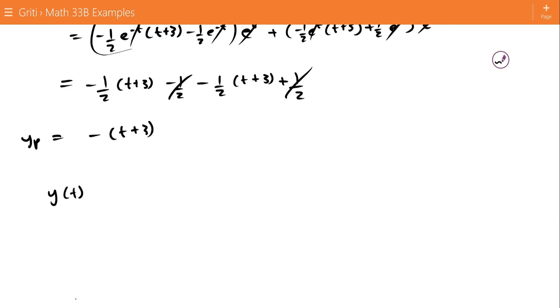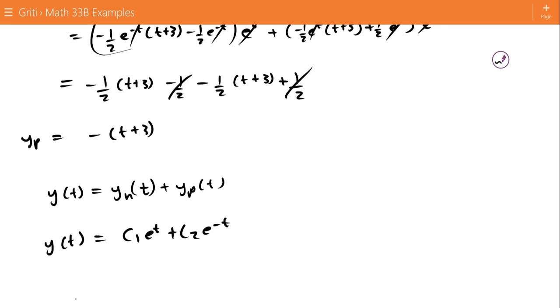So our y of t, which equals the homogeneous solution plus our particular solution, is going to be c1 e to the t plus c2 e to the negative t minus t minus 3.